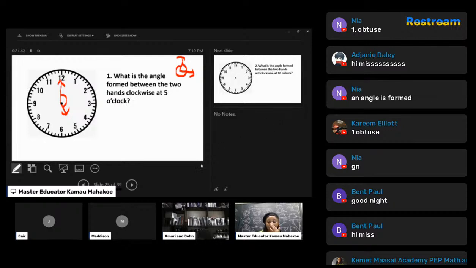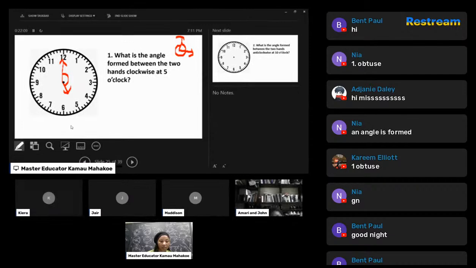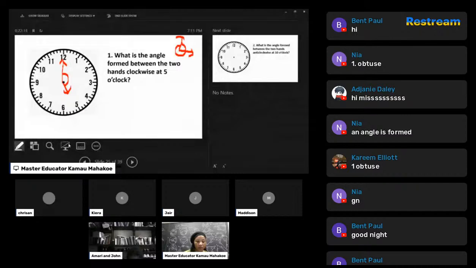Remember, we did this last week, in one of the questions. How would we calculate that angle formed? It would be 5/60 times 360/1, to find the reflex. Or 25/60 times 360/1.